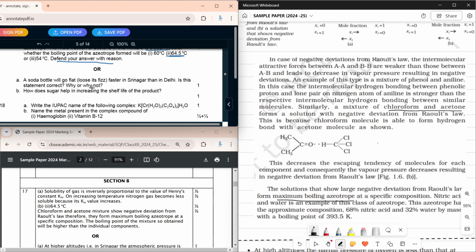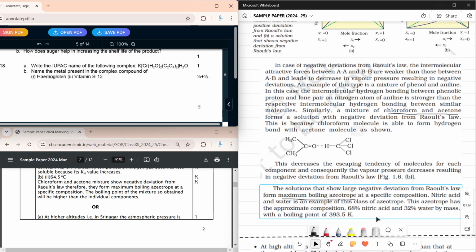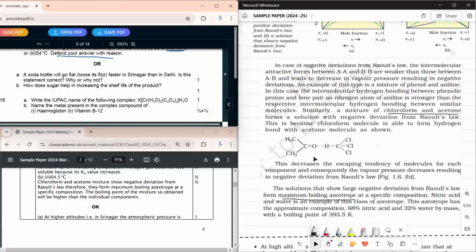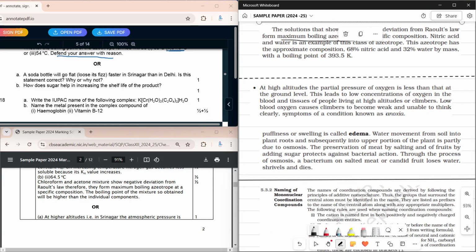Is this statement correct? Why or why not? So again, this question is based on the chapter solutions. So this is basically under the concept of Henry's law.